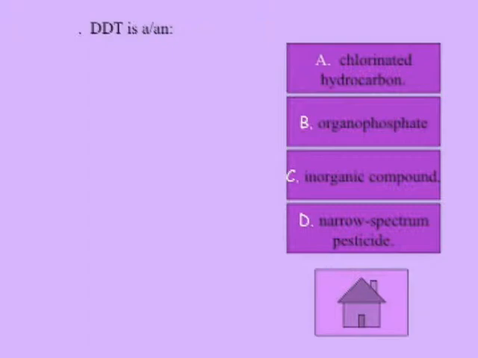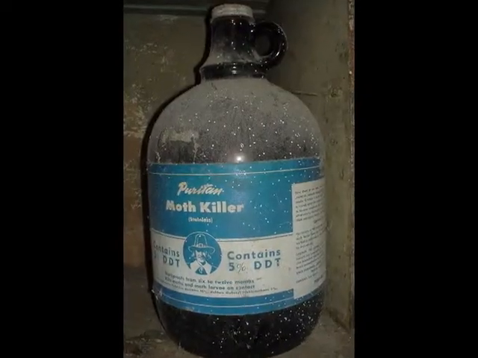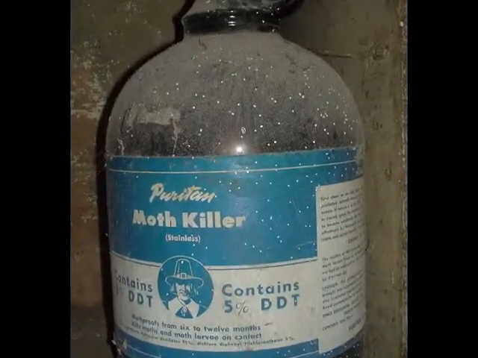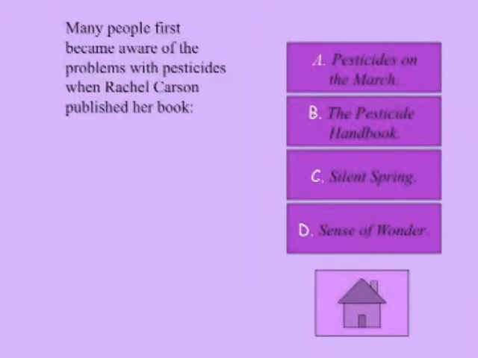Pest for 200. DDT is A, chlorinated hydrocarbon, B, an organophosphate, C, an inorganic compound, or D, narrow spectrum pesticide. And who knows the answer to that one? A, chlorinated hydrocarbon.